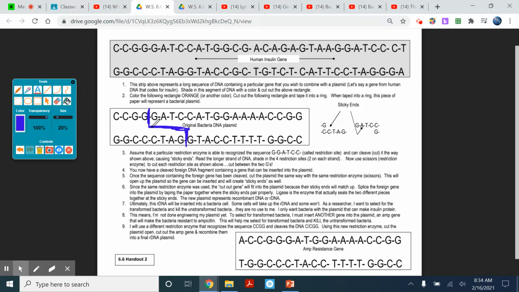So once you have your two lines drawn on your plasmid between the two Gs, you connect them. So mine looks like this. Cut it. You got to cut it open with your restriction enzymes. So now we've just cleaved the bacteria plasmid, and now we have a place where we can put new DNA in there.